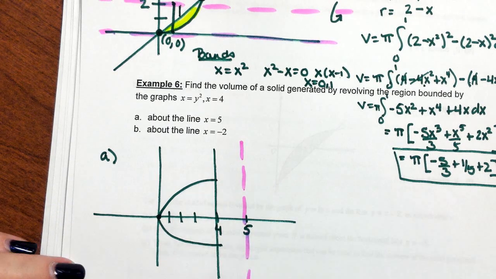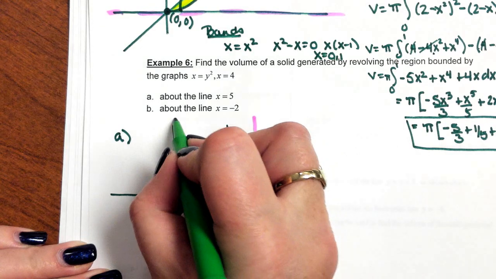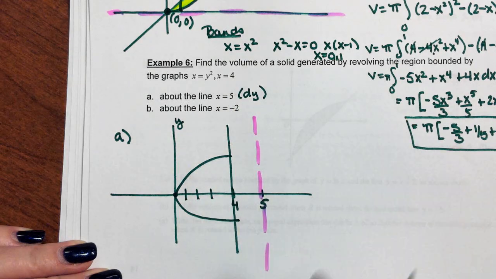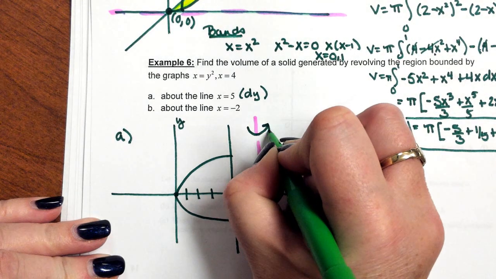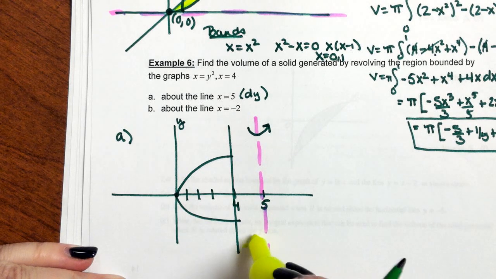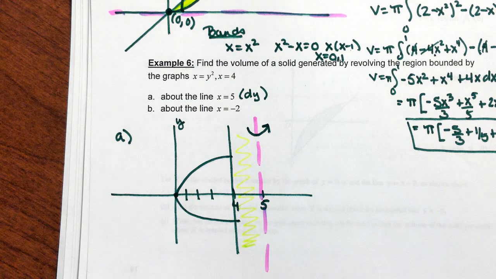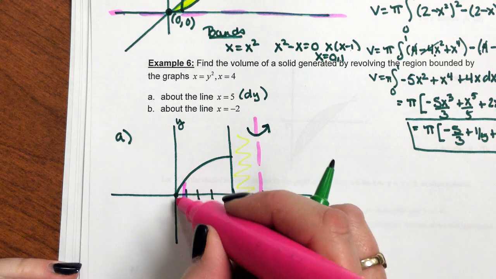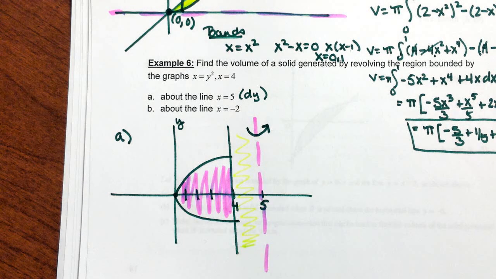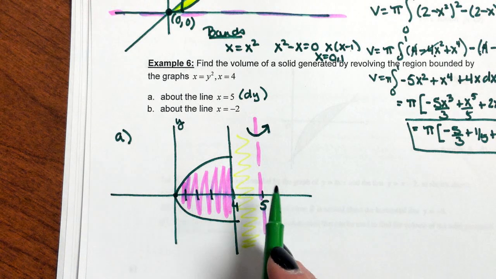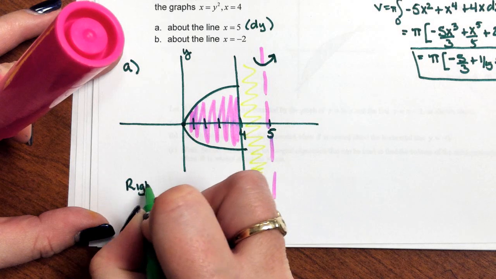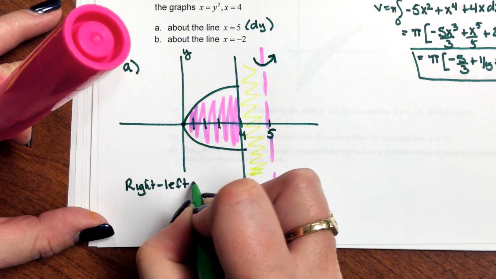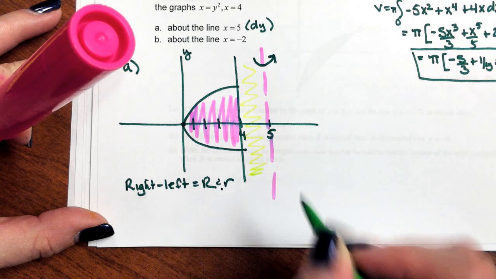Now notice, since this is a vertical line, it's going in the same direction as your y-axis. I know I'm going to treat this just like a dy problem. Since my axis of revolution is x equals 5, I do have this gap, this break, between the region that I'm rotating, because again, I'm trying to find the volume of this particular region right in here. So I have this gap between the axis of revolution and the region that I'm rotating. Because this is a dy problem, I have to consider right minus left for both my outer radius and my inner radius.